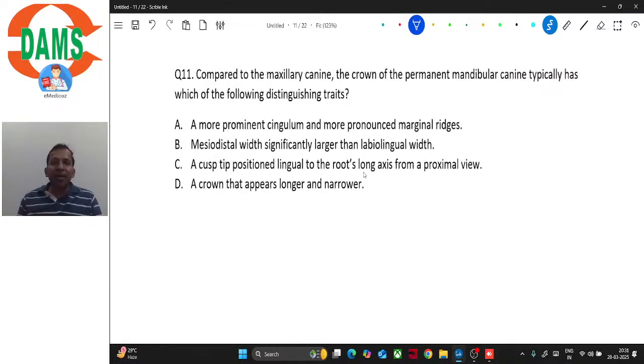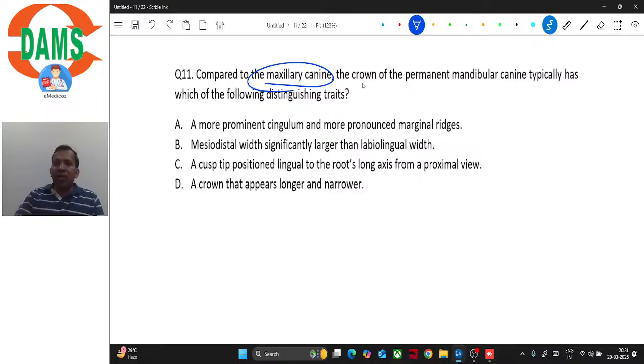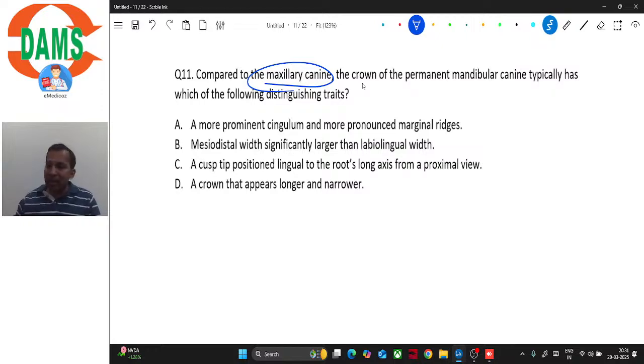Compared to the maxillary canine, the crown of the permanent mandibular canine typically has which of the following distinguishing traits? Ajay, can you tell me which of the Angle's classifications of occlusion is most common? We have seen that there is Angle's class 1, class 2, class 3. Amongst the class 2, we also have class 2 division 1, division 2, right? So which of these three is the most frequently seen? Is it class 1, class 2 or class 3?